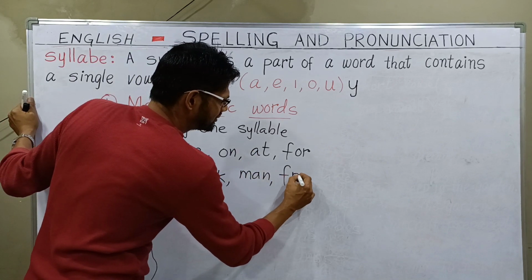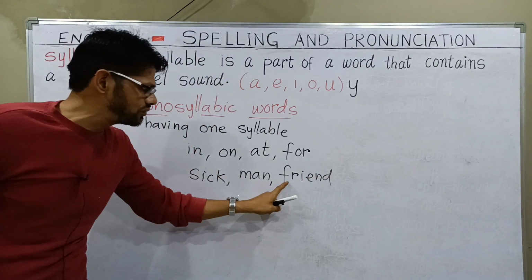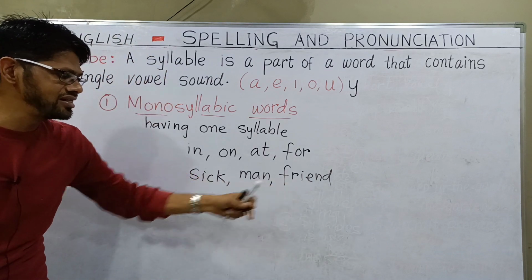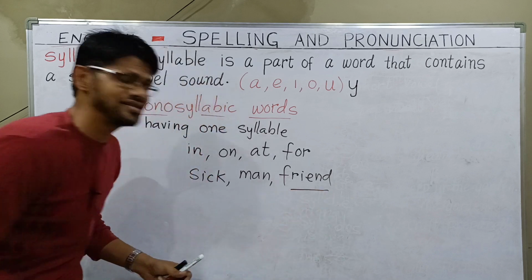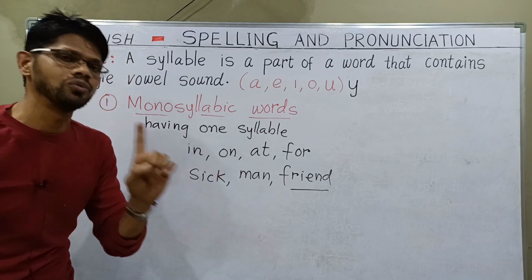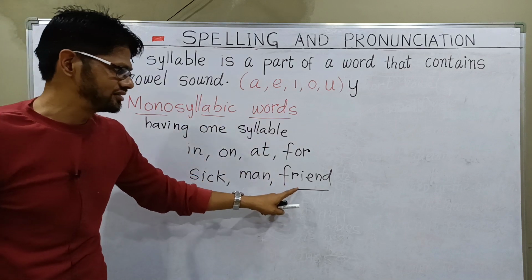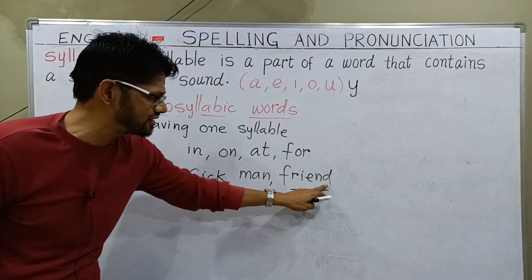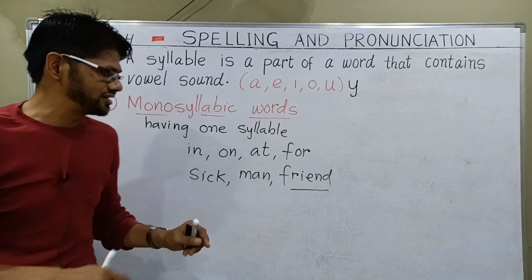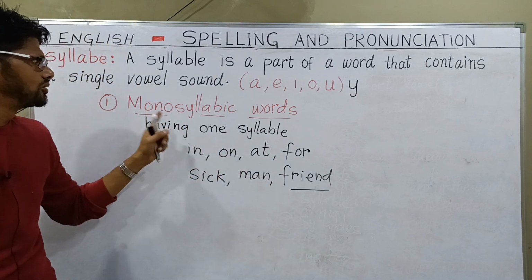Friend, F-R-I-E-N-D, friend. Even though the word friend has 1, 2, 3, 4, 5, 6 letters, how many beats are there? Only one beat or one sound. So it is a monosyllabic word. The length of the word friend is 6 letters, but it is producing only one beat or one sound. That's the reason it is called monosyllabic.